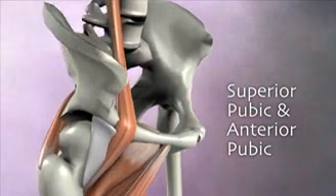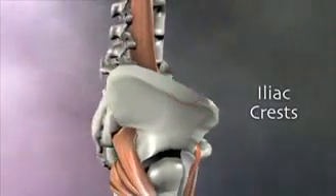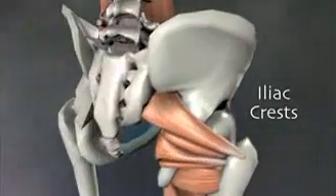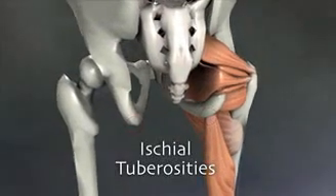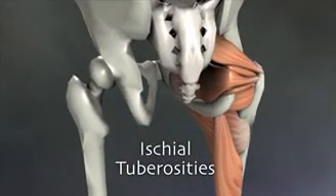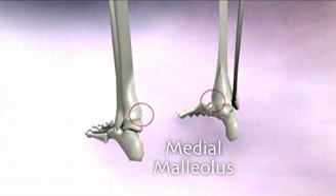We're also going to show you how to palpate the iliac crests, the ischial tuberosities, people call the sit bones. The last thing that we're going to show you how to palpate when we're working on our pelvic dysfunction is the ankles.